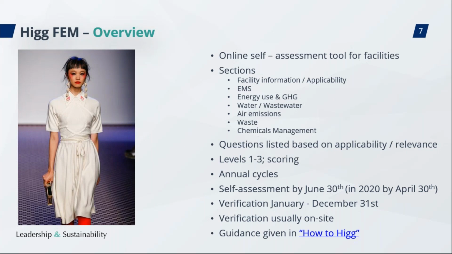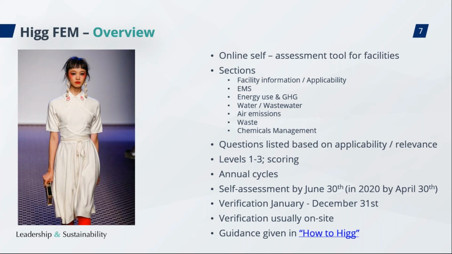The Higg FEM is an online self-assessment tool for facilities. The FEM is divided into several sections. There is a section where you give information about your facility, and there are also applicabilities linked to this, and we will talk more about applicabilities later. Then we have the EMS, the Environmental Management System section. We have the Energy Use and Greenhouse Gas section, Water section, Wastewater section, Air Emissions, Waste, and also Chemicals Management.